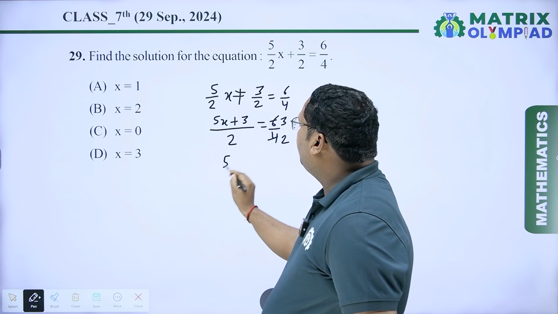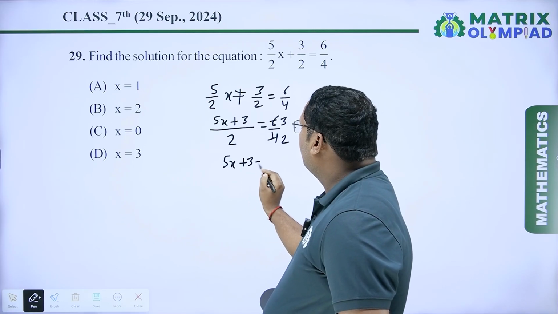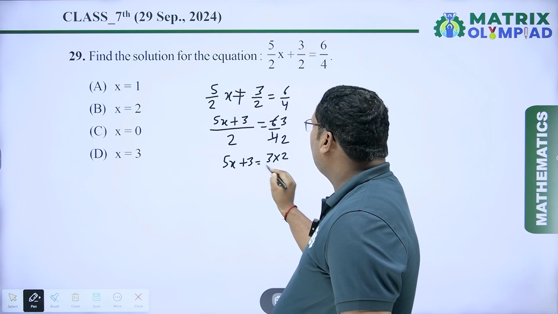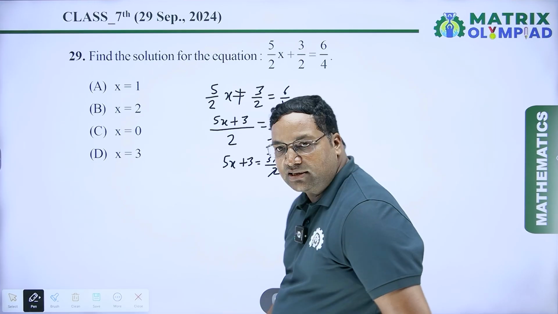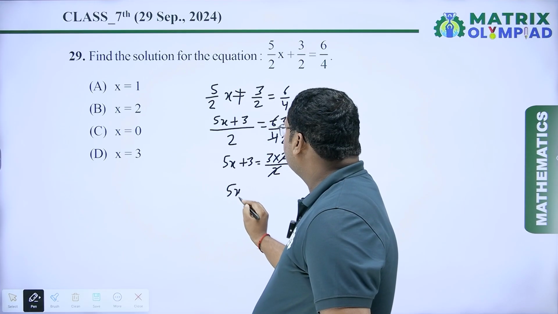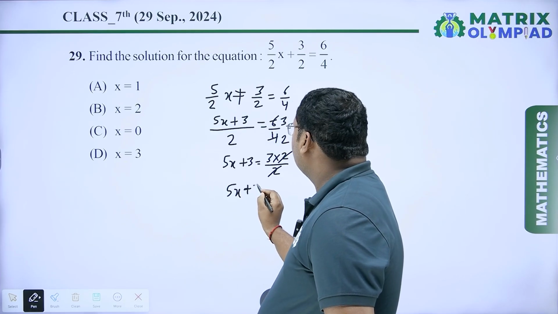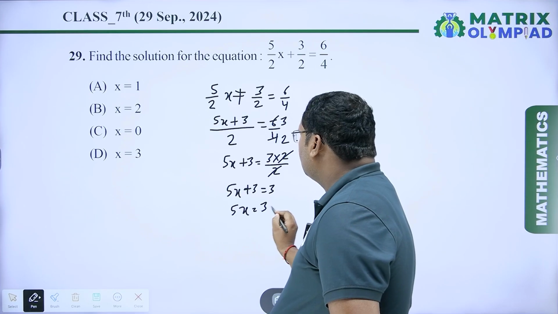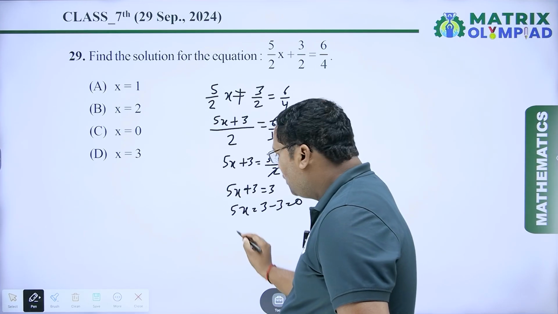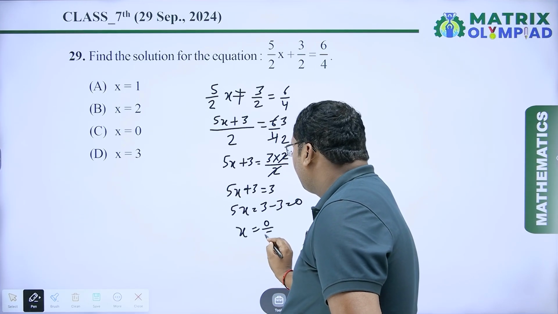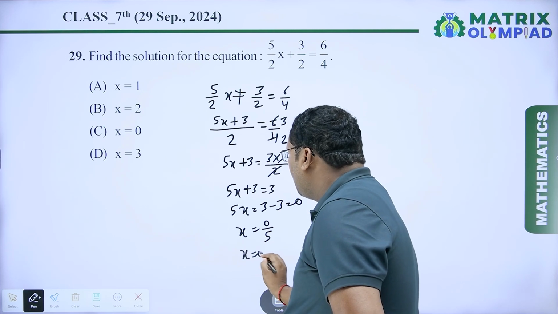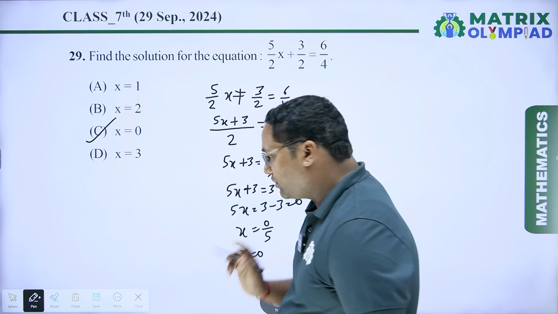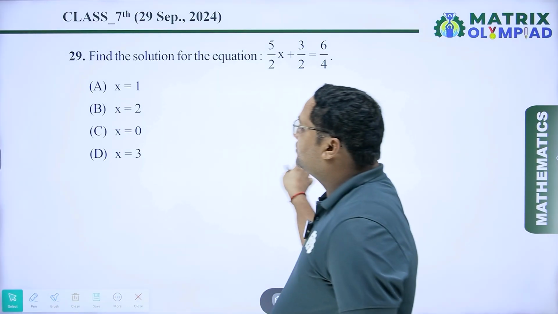Now 5x plus 3, we have to multiply this 2 from here. So it is 3 multiplied by 2 divided by 2. 2 and 2 are cancelled out. Again, it is 5x plus 3 is equal to 3. So it is 5x equal to 3 minus 3, which is equal to 0. So x equal to 0 divided by 5. So it means x equal to 0. So right option is C option, that is x equal to 0. Now coming to the next question.